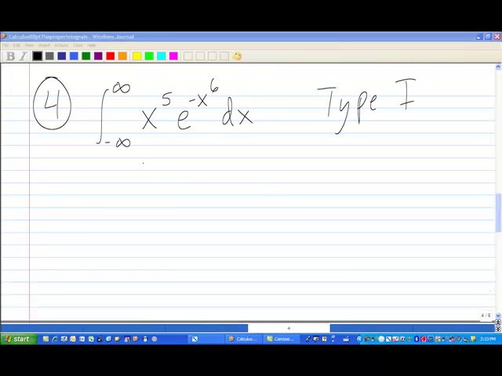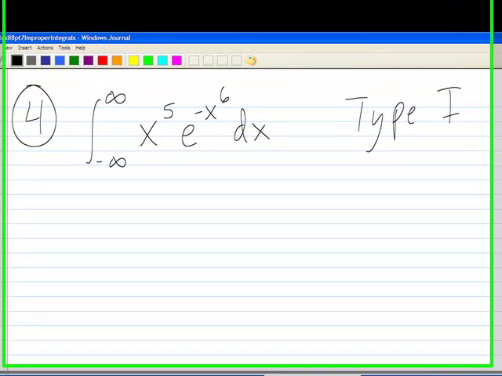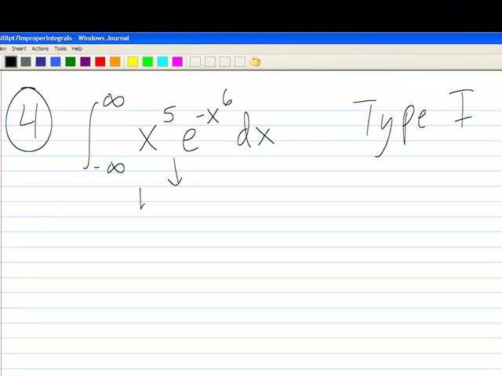Number 4 from the handout, we see our bounds are both dealing with infinity, -infinity to infinity. This is a type 1 improper integral. And what we're going to do is break it into two limits. The first one's dealing with negative infinity, and the second one is dealing with infinity. And what's the place between negative infinity and infinity? That's going to be 0.